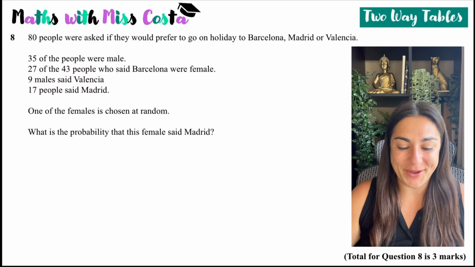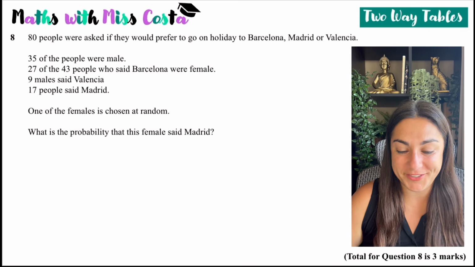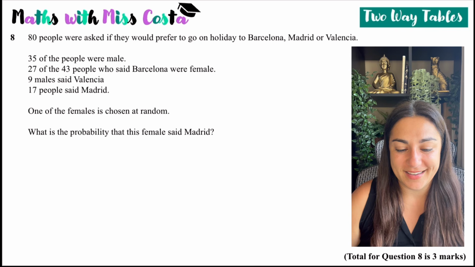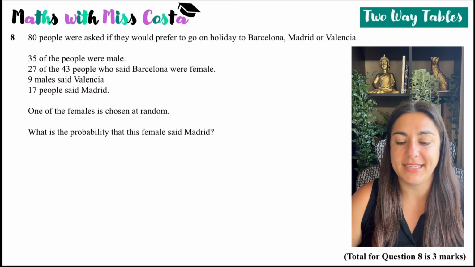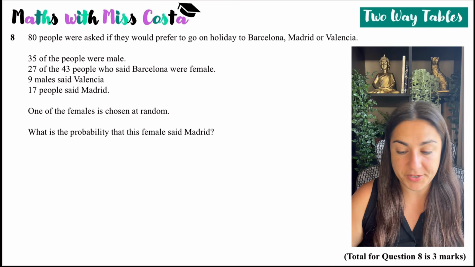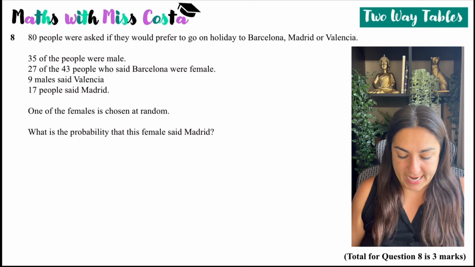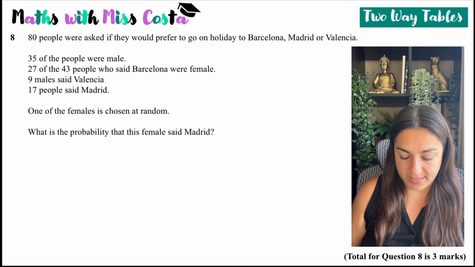Okay, so here we've got another question. You may notice a little theme here. Spanish slightly themed paper. So 80 people were asked if they would prefer to go on holiday to Barcelona, Madrid or Valencia. Now, I'm given a lot of information here.